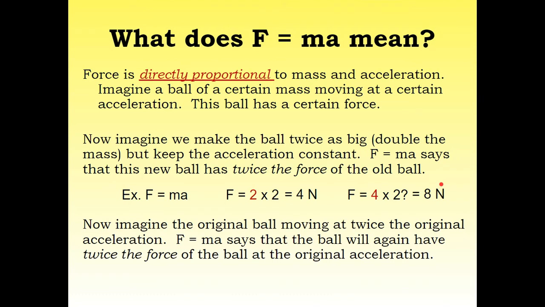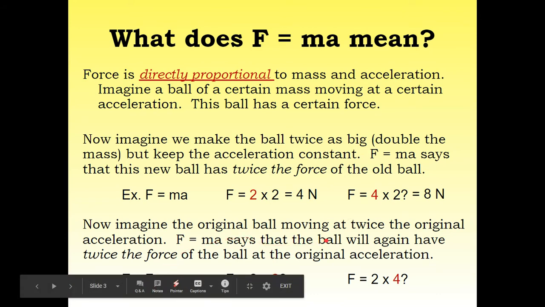All right, so now imagine the original ball moving at twice the original acceleration. F equals ma says the ball again will have twice the force of the ball at the original acceleration. Again, let's check it out. F equals ma down here.